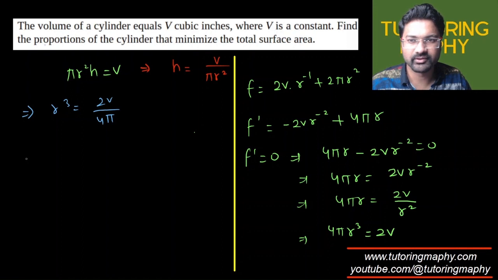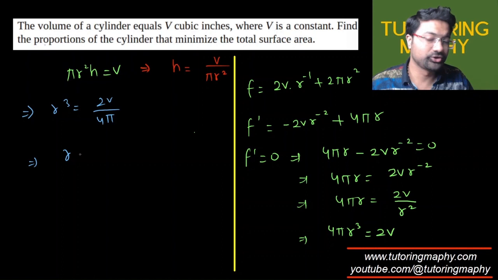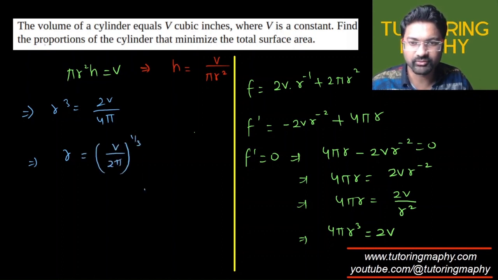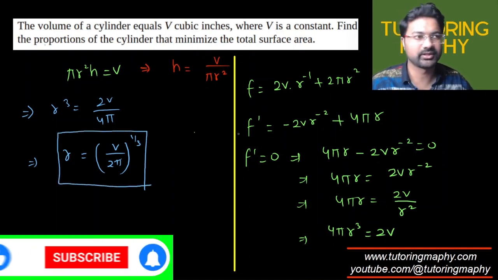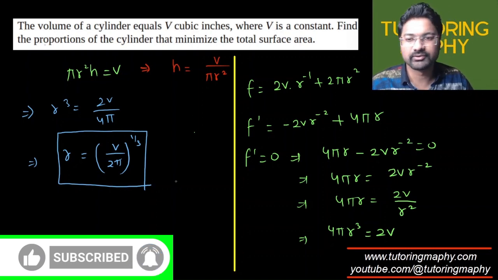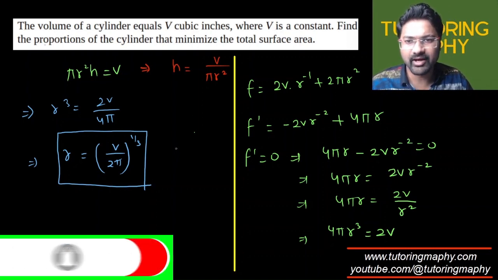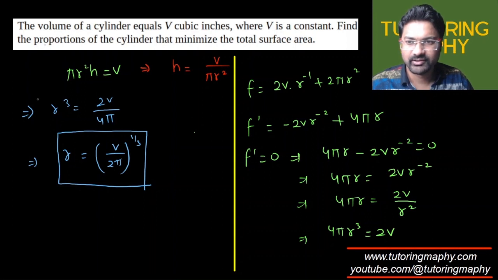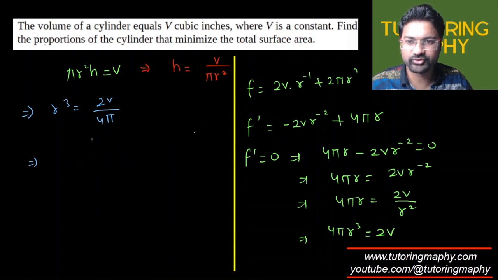And what do we have to find? Proportions of the cylinder. So basically they're looking for the ratio of r and h, I think. Yeah, r and h. So the value of r comes out as V over 2 pi raised to 1 over 3. That is the value of the radius. But they are looking for proportions, so I need to find the value of r and h. In fact, you know what? I'm not going to do that. There's even a better way to do this from here right away.